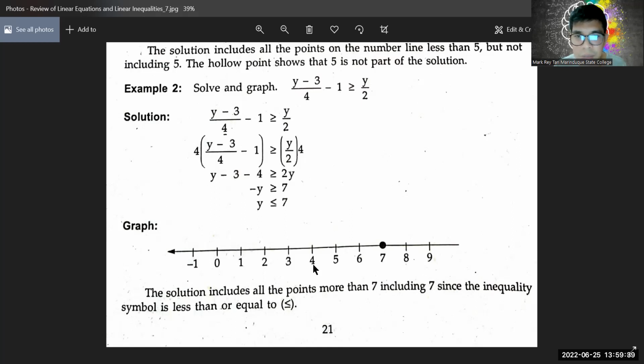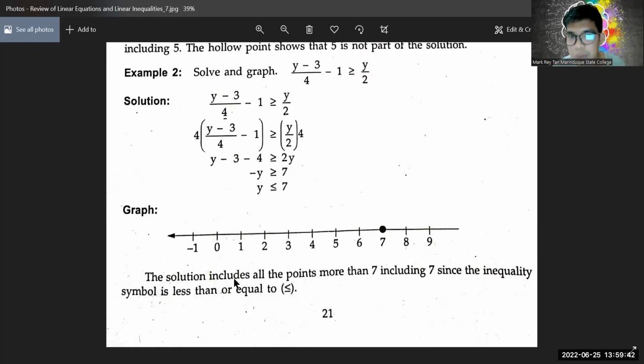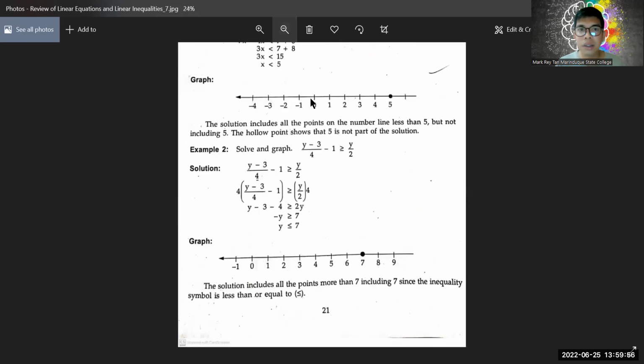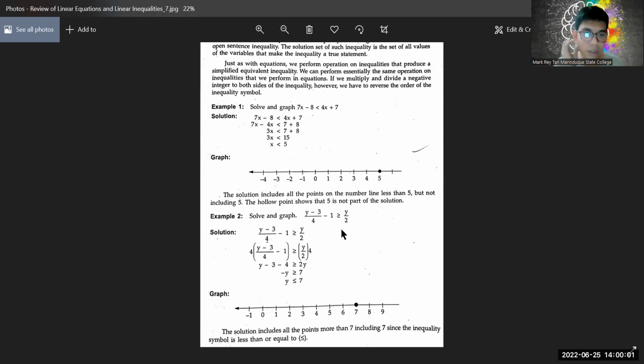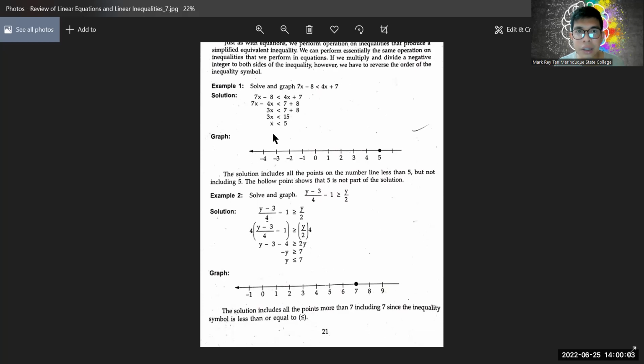Basahin natin to, no? The solution includes all the points more than 7, including 7, since the inequality symbol is less than or equal to. So, ayun class, no? Konting observation. Ibig sabihin, whether the inequality symbol on the given inequality to solve is less than or lesser than or equal to, pareho lang sila ng solution.